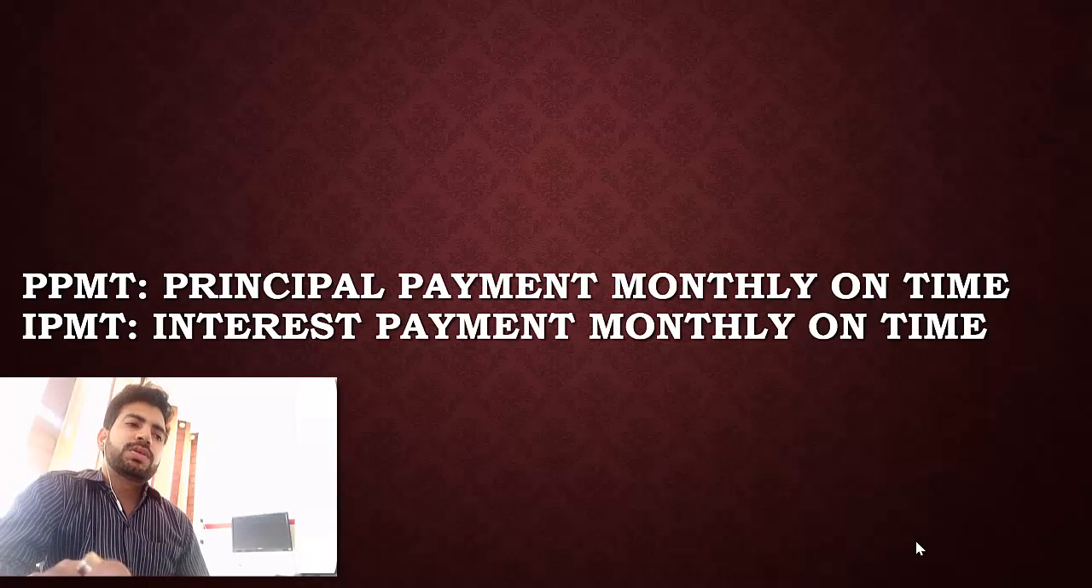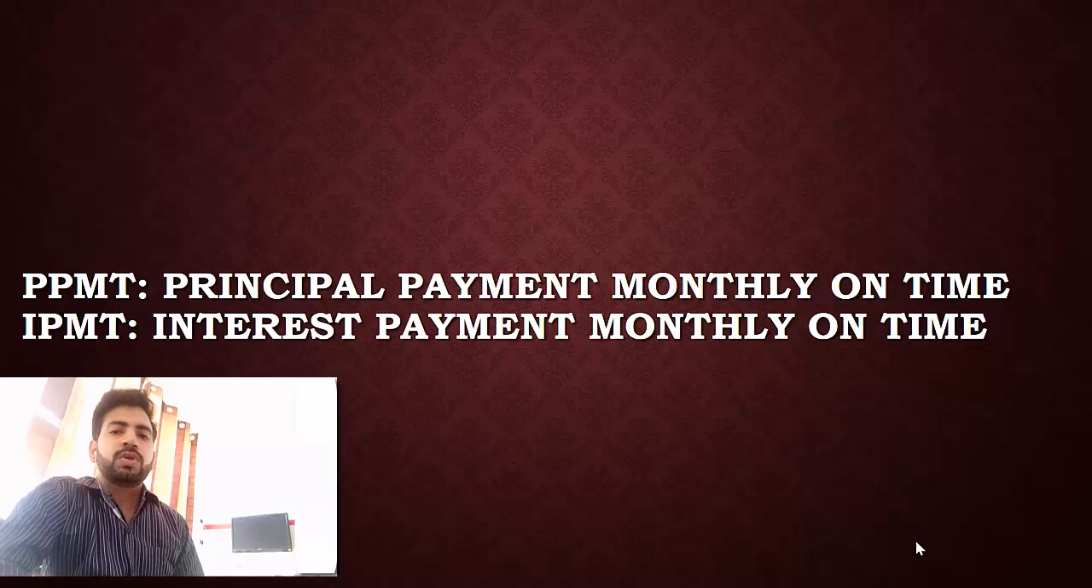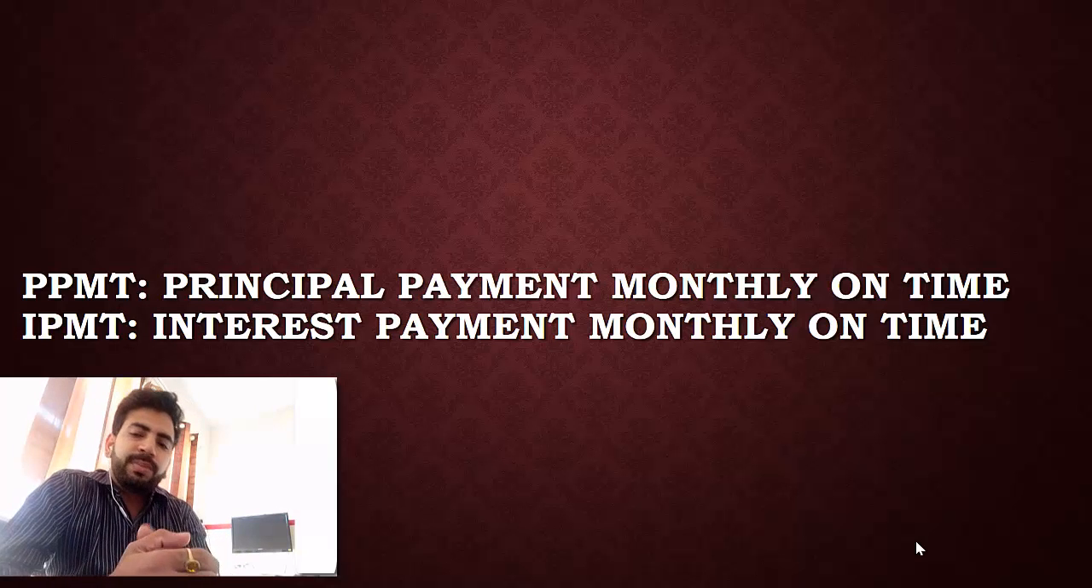First is PPMT. PPMT stands for principal payment monthly on time. At the time of paying the EMI amount, we have to pay the principal amount as well as the interest amount. So how do we break the EMI into principal and interest amount? This formula will give you the break-up detail of the EMI. Means we can also see that the EMI, that means PMT, is equal to principal plus interest.